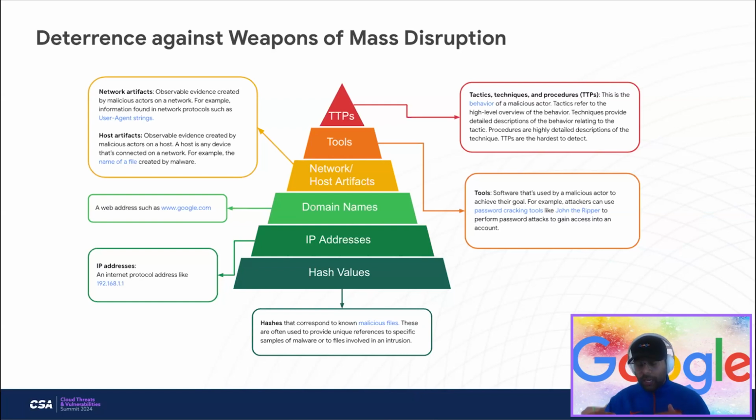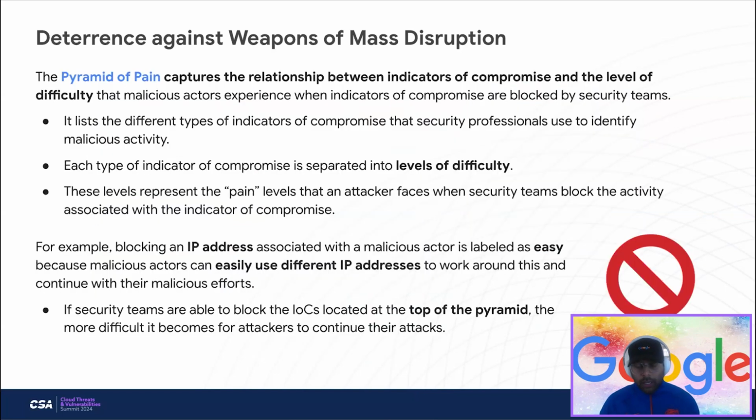So we want to move toward the top of the pyramid and be able to not only block the tools that they heavily rely on, but also understand their techniques and procedures, understand their psychology, and block those TTPs using our mitigation strategies. As we discussed on the previous slide, we want to move from the bottom of the pyramid to the top so that we can cause as much pain to the threat actors as possible. It lists the different types of indicators of compromise, and we want to increase the level of difficulty for the threat actors to breach our systems.